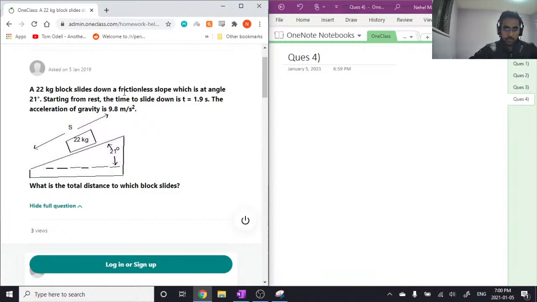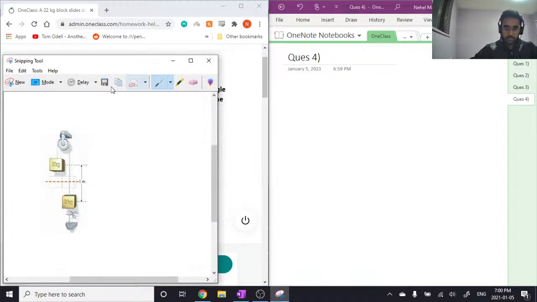Okay, it says it's a frictionless slope. Essentially, if something's frictionless, ideally it would keep sliding down, but we are capped by this time t equal to 1.9 seconds, so that's all the duration we can slide down for. So we need to find how much this block slides down given this much time. Okay, so let's copy this diagram over.